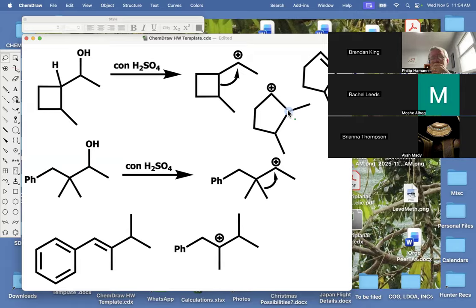Could the double bond go somewhere else, or is it only always in that spot? It's possible. If this cation persists, it can have a hydride shift to make a tertiary cation, and then you can get down that path. And some of these things give mixtures that are hard to control.